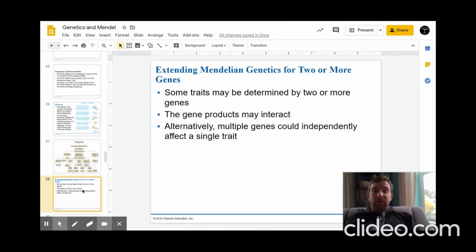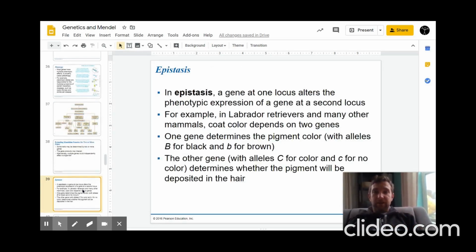So sometimes we have multiple alleles or multiple genes that interact and affect either single traits, or multiple alleles that interact and affect a broad number of traits. So if we have multiple genes turning on or off a single trait, we call it epistasis. Epistasis literally means standing upon. And we're going to look at a couple examples of this.